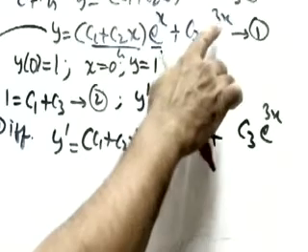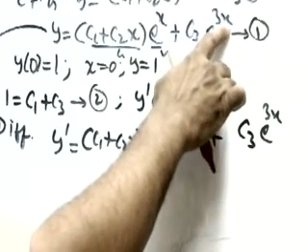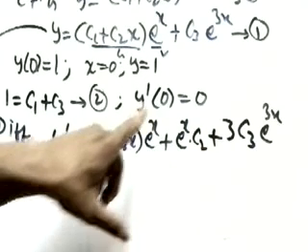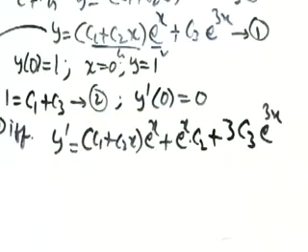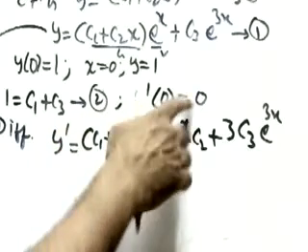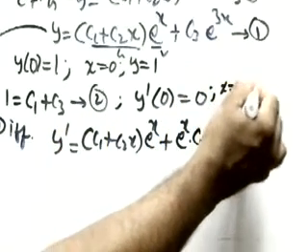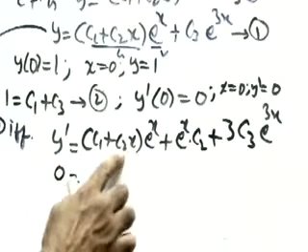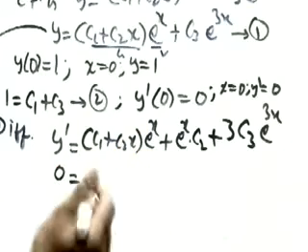d by dx of e power x is e power x, so e power 3x. But when we differentiate 3x, the derivative of x is 1, and 1 into 3 will be 3. You get 3 here. Now let me use the formula. What is the value? x is 0, y is 0, y dash is 0. Let me substitute this: x equals 0, y dash equals 0. y dash is 0, x is 0, so this becomes 0.